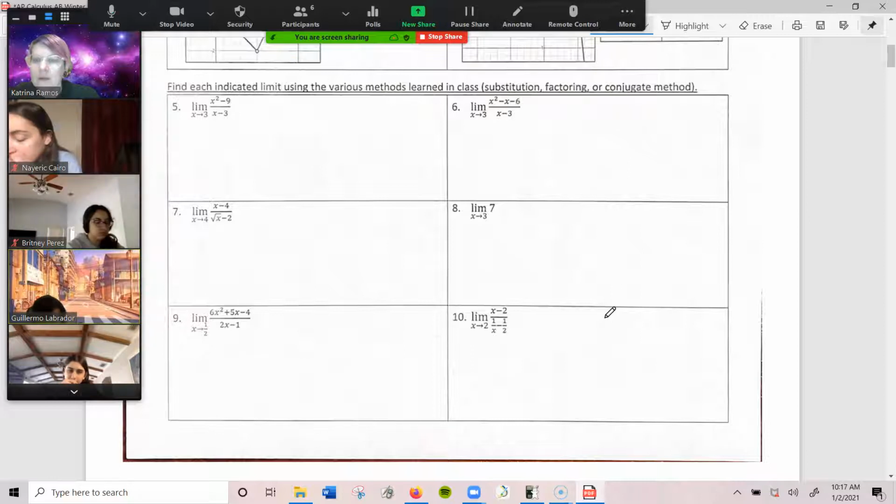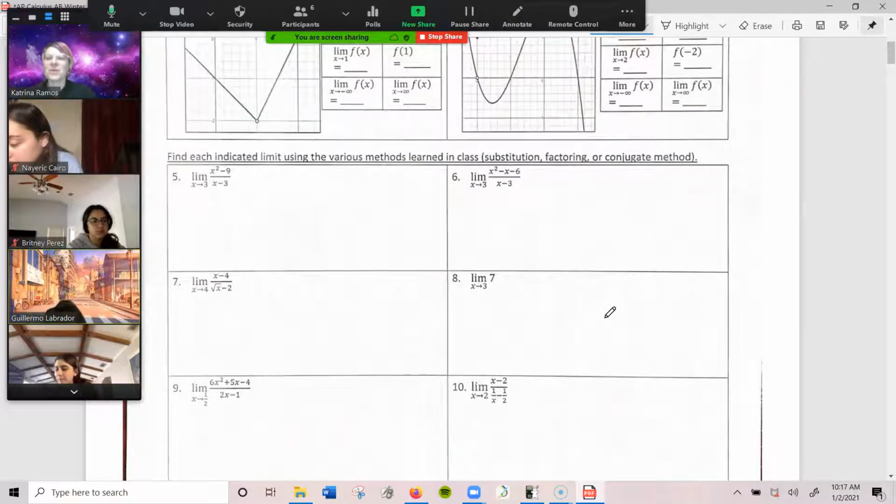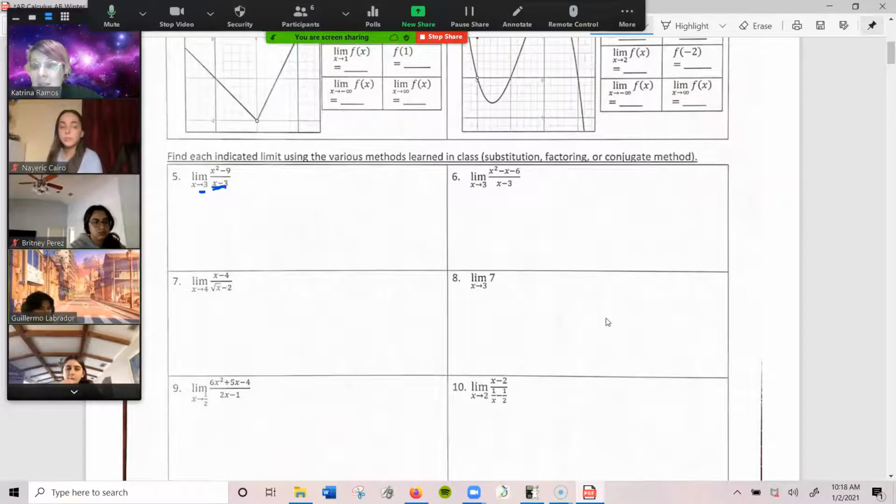Number 5, we have the limit as x is approaching 3. Like I said earlier, there's 3 methods of finding limits: the substitution method, factoring, and then the conjugate method. You always want to try if substitution will work. Because this is a rational function, meaning a fraction, if you plug x equal to 3 into the denominator, we end up with 0 in the denominator. That means that this is not going to work.